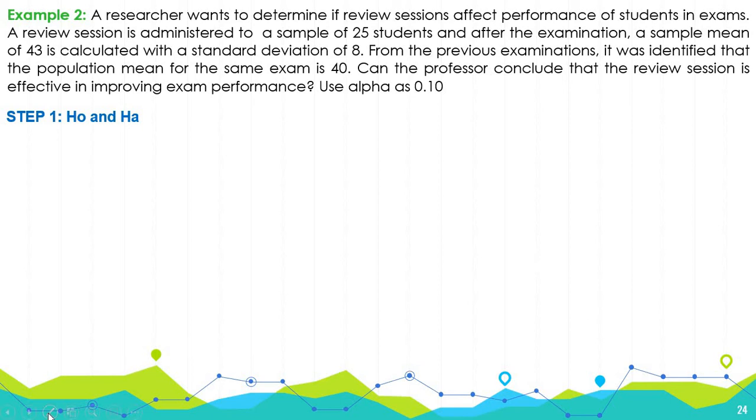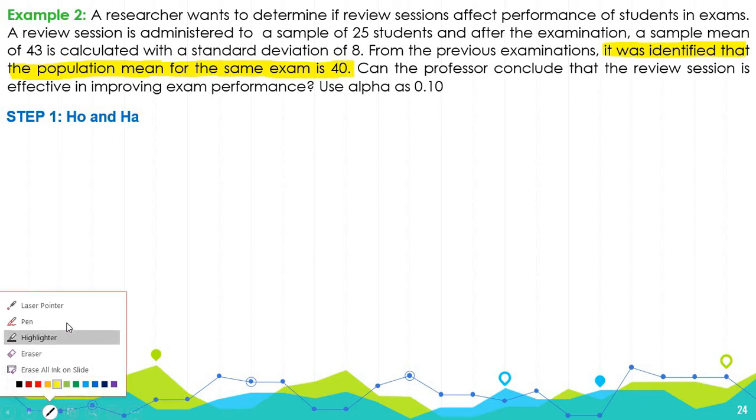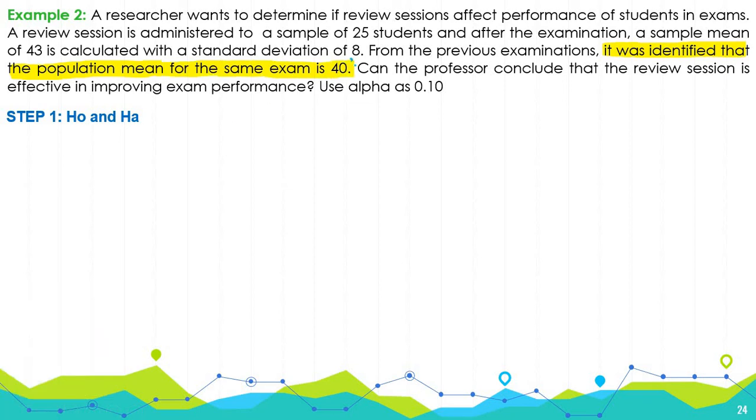So we need to identify in the problem which part is talking about the assumed value of the population mean. Basically, this is that part. It's explicitly mentioned here that the population mean is equal to 40. Therefore, our mu would be the value of 40. It's obvious because it's stated here that that is the population mean. So for the null hypothesis, mu is equal to 40.